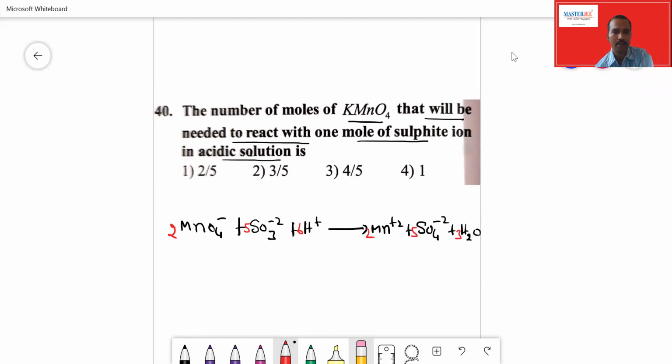They are asking the number of moles of potassium permanganate that will be needed to react with 1 mole of sulfite ion. So 2 moles of potassium permanganate require 5 moles of sulfite ions. For 1 mole of this sulfite ion, how many moles of potassium permanganate is required? 1 into 2 by 5 moles of MnO4⁻. That means 2 by 5. This is the correct answer.